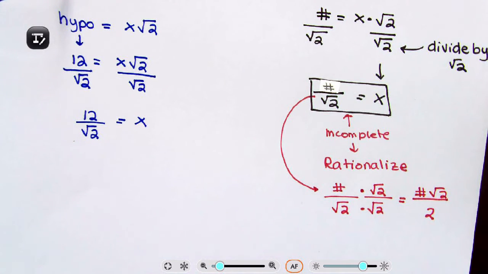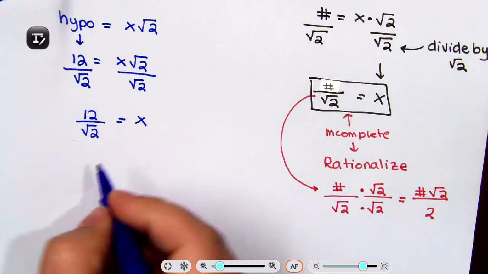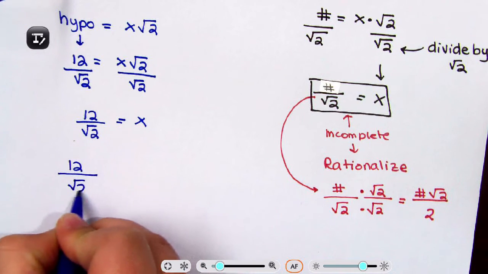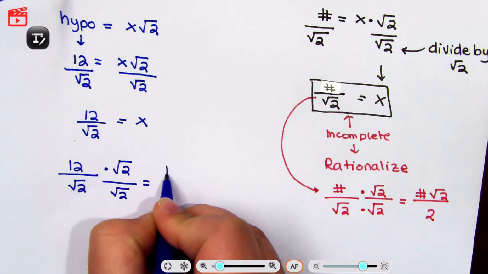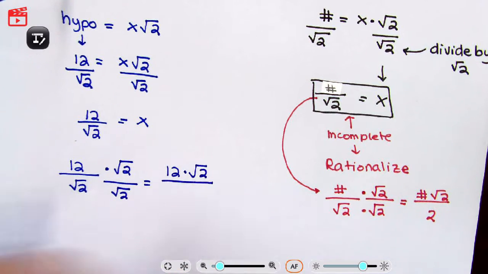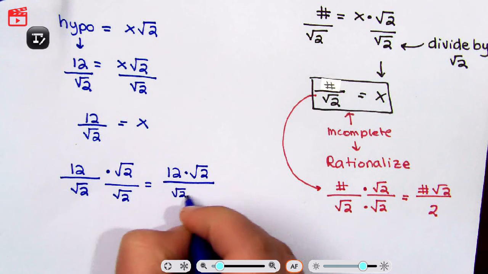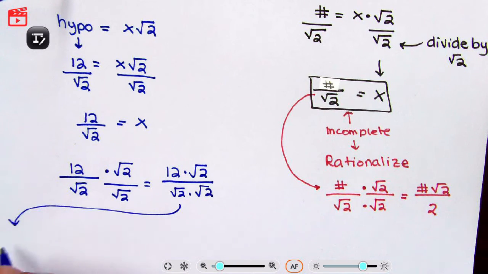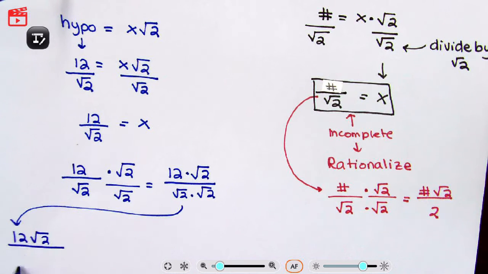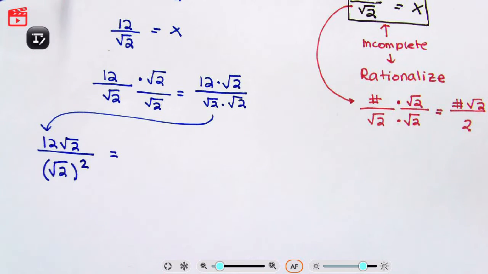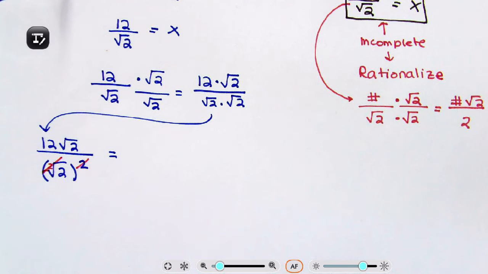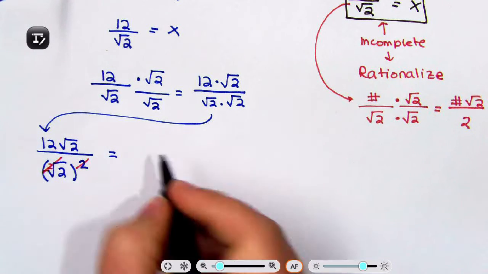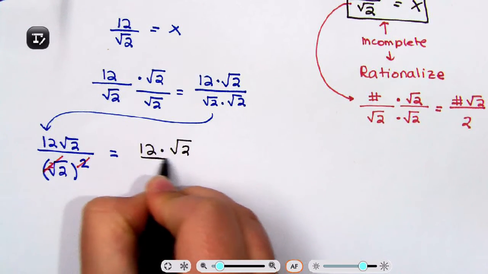Let's actually see that happen in real life so we know what's going on. So I'm going to say I have 12 over root 2. I'm going to take that root 2 and multiply top and bottom by it. So that means I have 12 times root 2, divided by root 2 times root 2. Now, root 2 times root 2 is just root 2 squared. And as we learned with radicals, there's a secret index of 2 here. And that 2 and this 2 of an exponent undo each other, they cancel out. So you're left with 12 times the square root of 2 divided by 2.